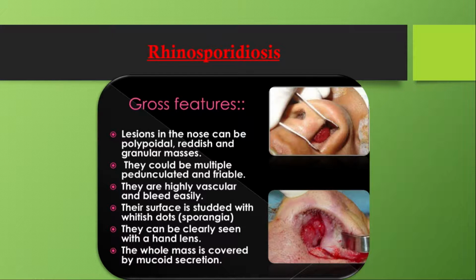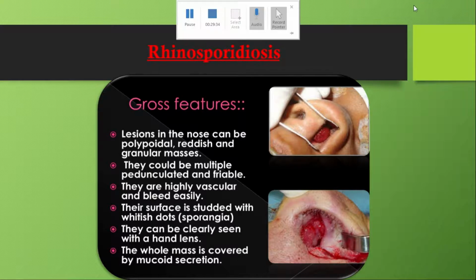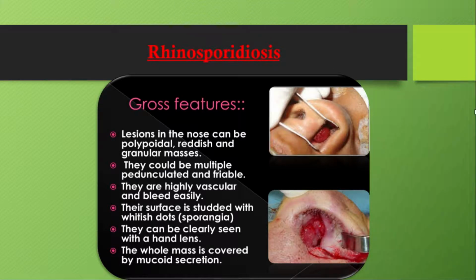Its gross features: lesions in the nose can be polypoidal, reddish, and granular masses. They could be multiple, pedunculated, and friable. They are highly vascular and bleed easily. Their surface is studded with whitish dots called sporangia, which can be clearly seen with the hand lens. The whole mass is covered by mucoid secretions.